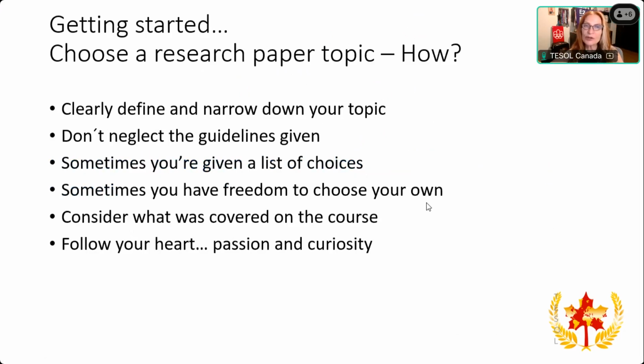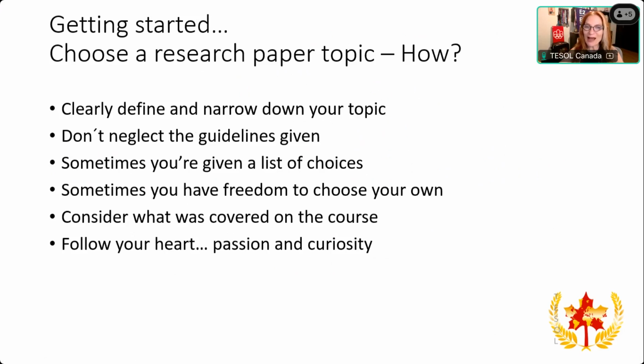So, choose a research paper topic. Well, how? Clearly define and narrow down your topic. Don't neglect the guidelines given. Sometimes you're given a list of choices, which is the case here at TESOL. Sometimes you have freedom to choose. For instance, Mali wants to work with the online teaching concept. There is a topic there that you can fit it in, okay? Consider what was covered on the course, so that we will have a session about online teaching.